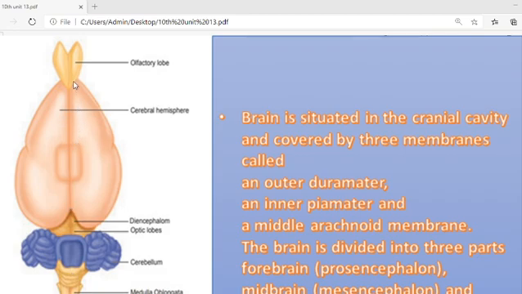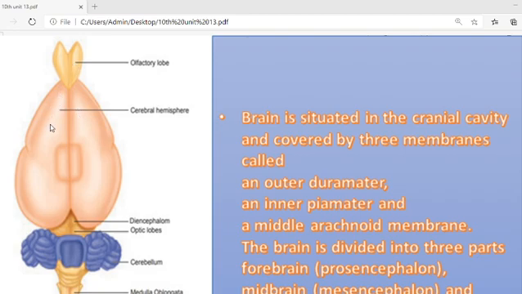The forebrain consists of three main parts: a pair of olfactory lobes, the cerebral hemispheres, and the third one, the diencephalon. The olfactory lobes are located in the anterior region, at the top.